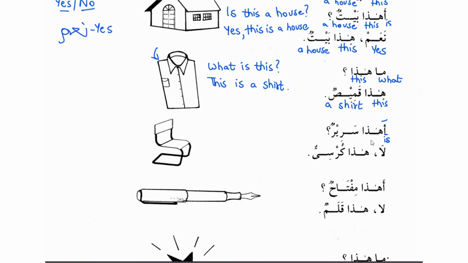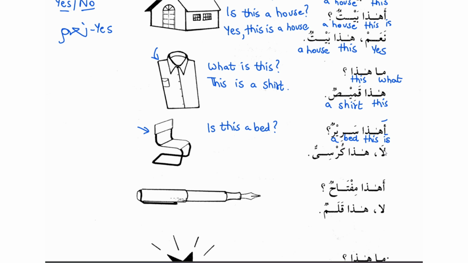Means is. هذا means this. And sarirun, we have already covered this word in the previous lesson, and it means a bed. Okay. Ahadha sarirun, meaning is this a bed? Question mark. Is this a bed? No. This is a chair, right?